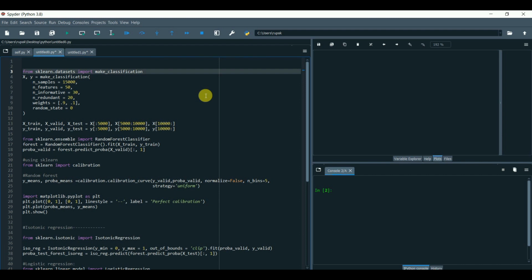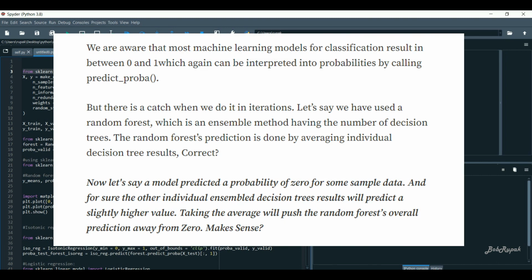Today we'll look into how to calibrate probabilities, that is the model output. Calibration for actual probabilities using Isotonic, Logistic Regression and Calibrated Classifier CV, that is a cross-validation. Now, we are aware that most machine learning models for classification result in outputs between 0 and 1, which again can be interpreted into probabilities by calling predict_proba.